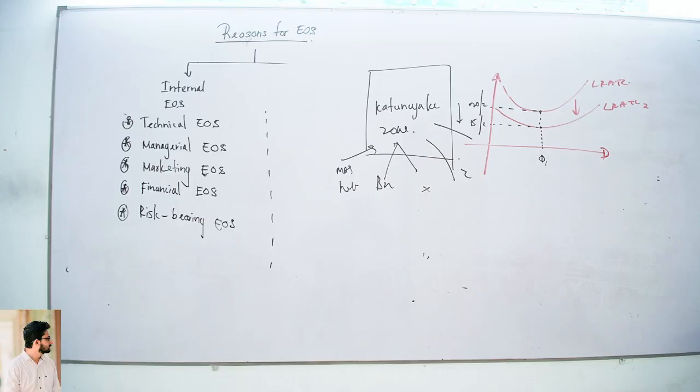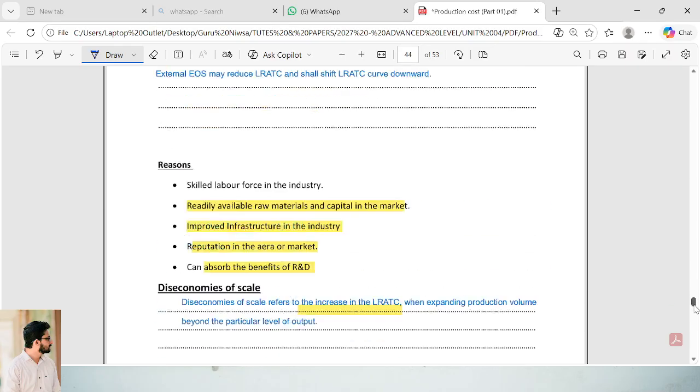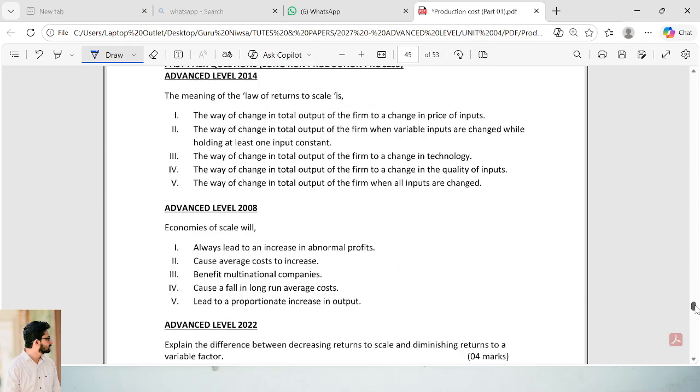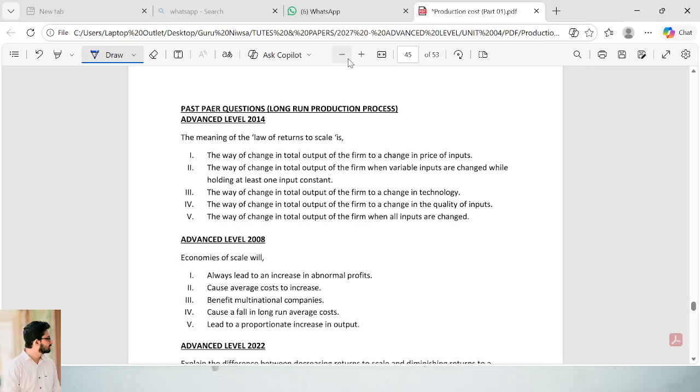Okay, Lamai. Lesson is done. Completed. I think I have discussed every nook and corner, no issue, very comprehensively. It took much time, but I think so. These are the past paper questions.